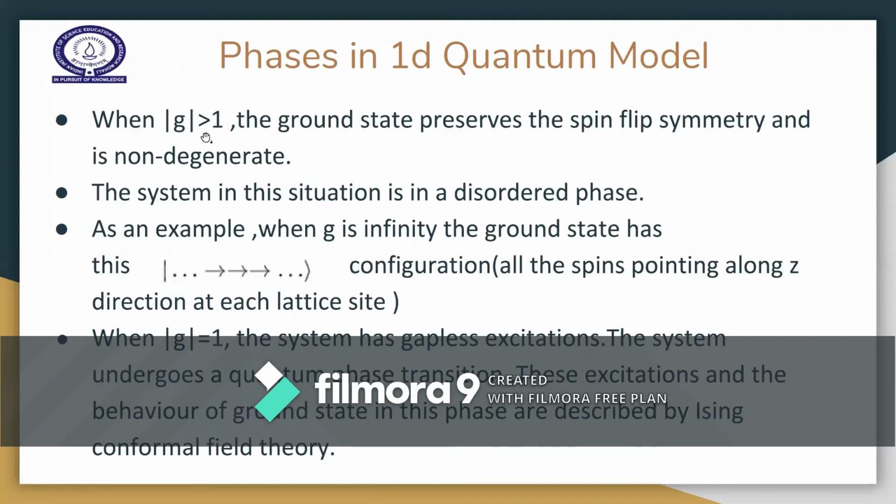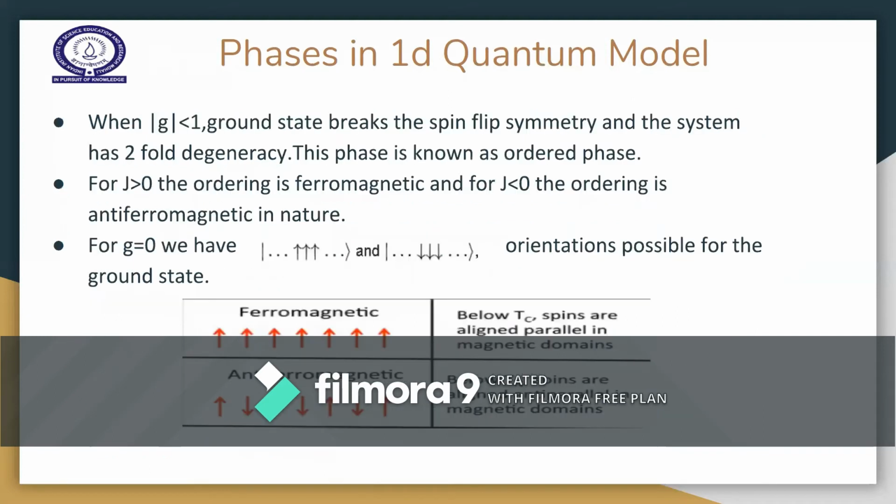Now, when |g| is greater than 1, the ground state preserves the spin flip symmetry and is non-degenerate. The system in this situation is in a disordered phase. As an example, when g is infinity, the ground state has a configuration where all the spins are pointing along the z direction at each lattice site. And we discussed in the classical picture that when we change the temperature, there is a critical temperature at which the system changes its phase. It goes from the disordered phase to the ordered phase. That is called the ferromagnetic-paramagnetic transition.